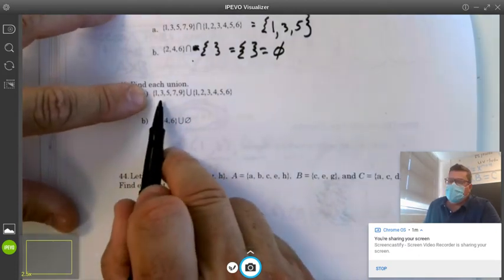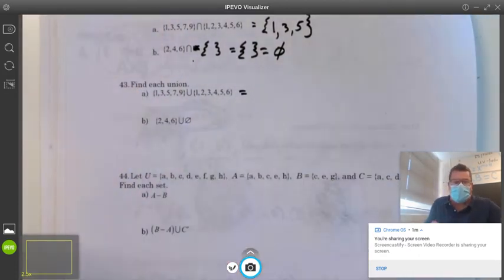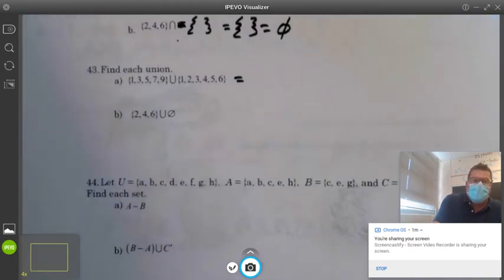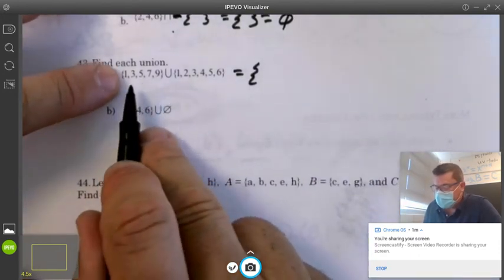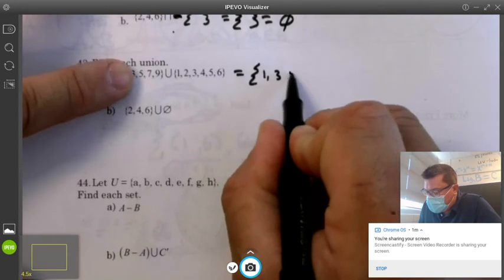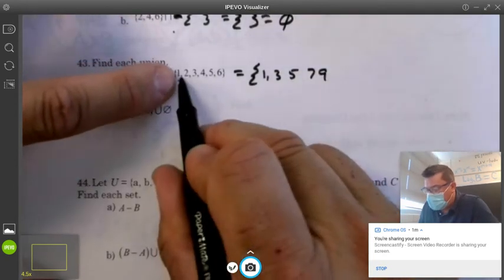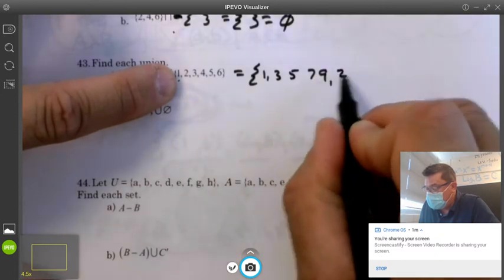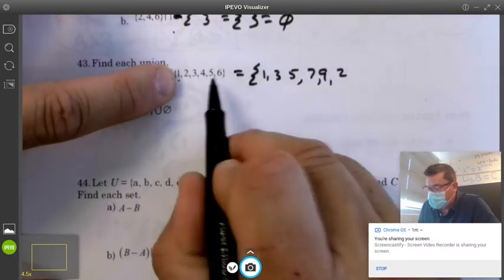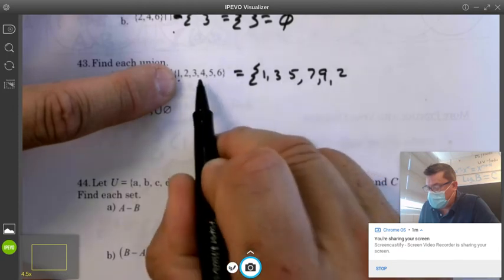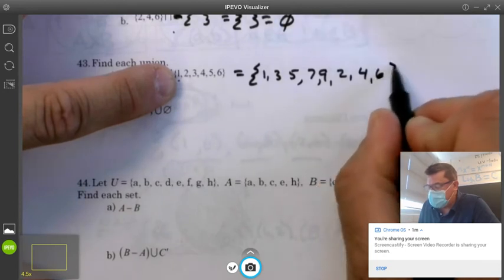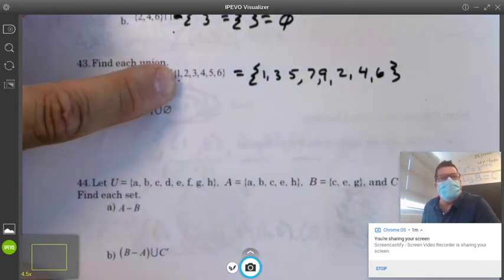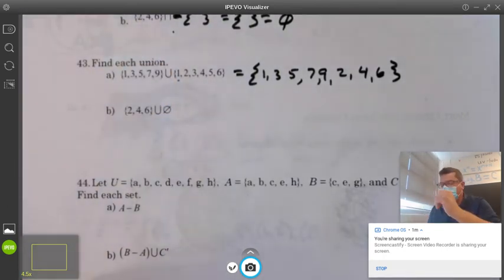Find each union. Union's nice because you write it down, and you keep it all. Write it, keep it. Here it goes. And then you want to rearrange them in numerical order, but Pearson doesn't care. 1, 3, 5, 7, 9, 1, but I've already written it. 2, 3, already there. 5, already there. 4, and 6. Write it down, keep them all. Everything that's a part of the original two sets is going to be a part of their union.